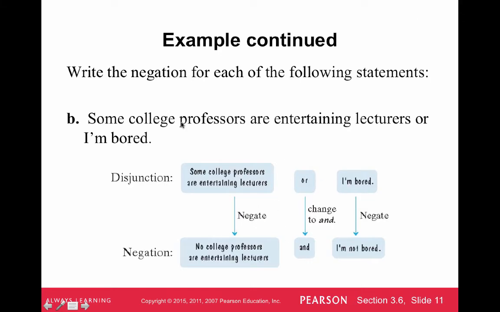Another example is some professors are entertaining lectures or I'm bored. Okay, so this is a disjunction, an or statement. So we're going to change it to an and and then just negate both statements. The negation of some is none. So some college professors are entertaining lectures, and the negation of that is no college professors are entertaining lectures. And I'm not bored, which is the negation of I'm bored.